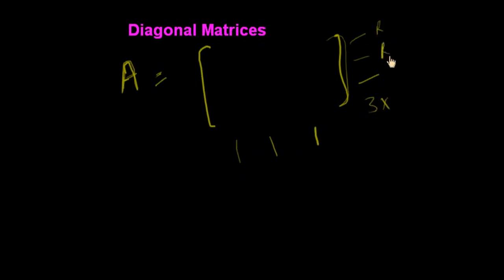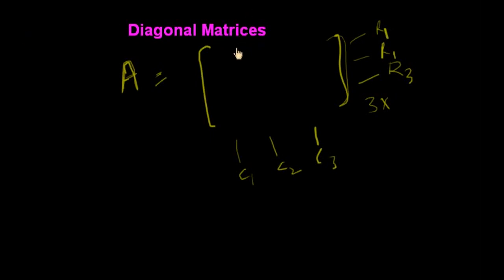A is a diagonal matrix. First of all, we make it a scalar matrix. It means its rows and columns will be equal, 3 rows, 3 columns, 3 into 3: R1, R2 and R3, C1, C2 and C3.